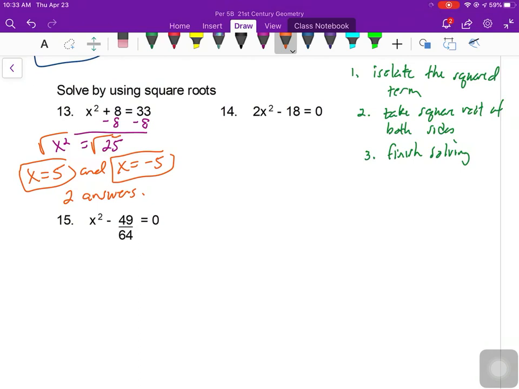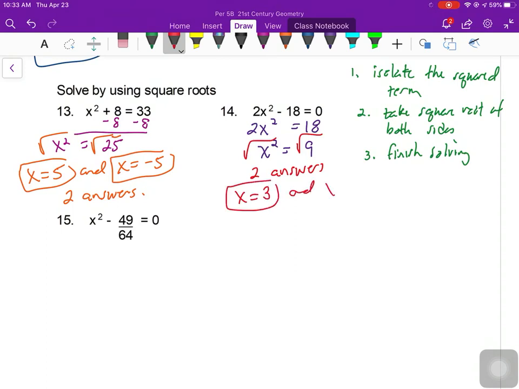Let's try number 14. So in number 14, we're going to add the 18 on both sides. We'll divide by 2. And then once again, we take the square root of both sides. We get two answers. We get x equals 3 and x equals negative 3. Do not use the plus or minus sign.